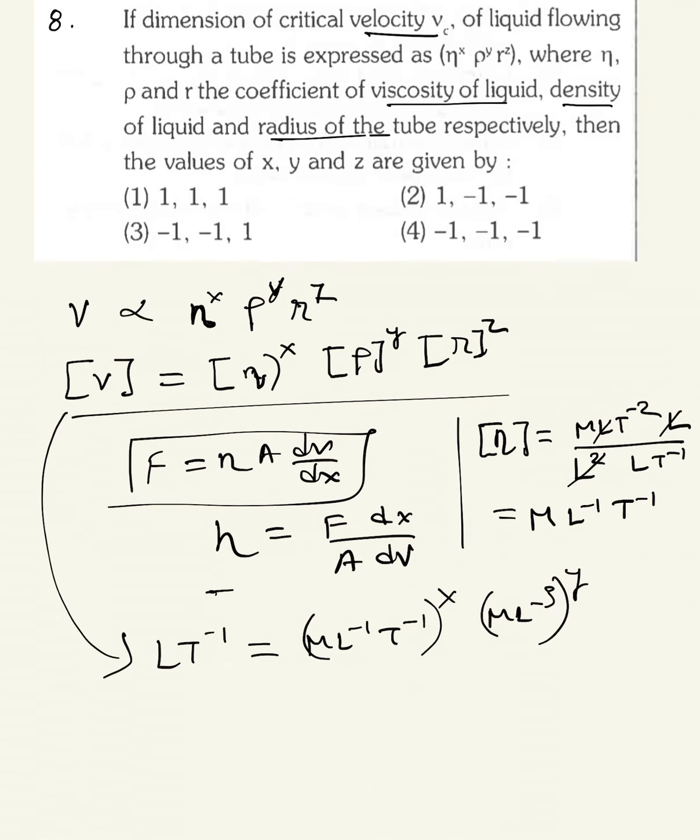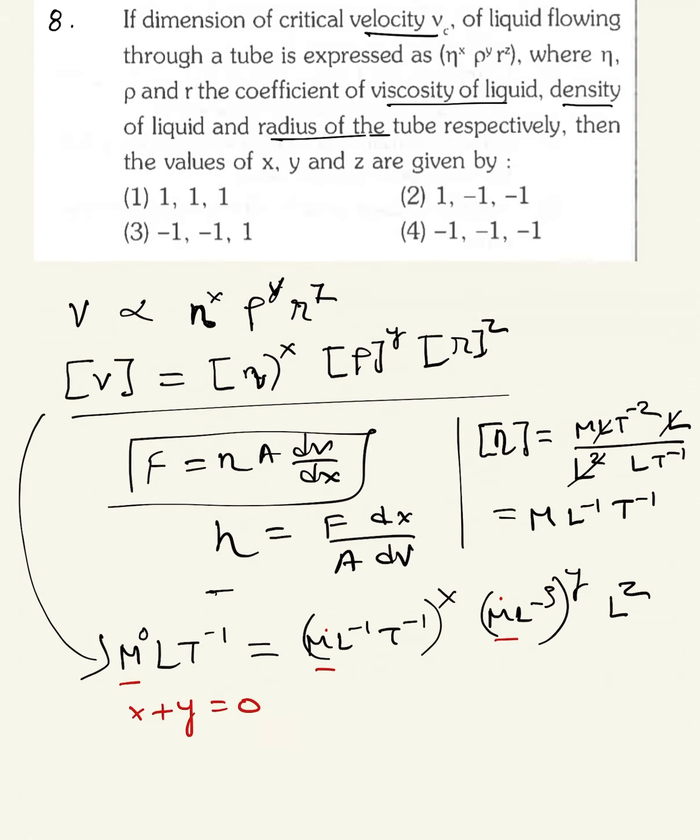And r is simply L to the power z. Now you have to solve. Here you may not be seeing M exactly, but M to the power 0 is there. So I will now see this: M to the power x here, M to the power y here. So I will write x plus y is equal to 0.